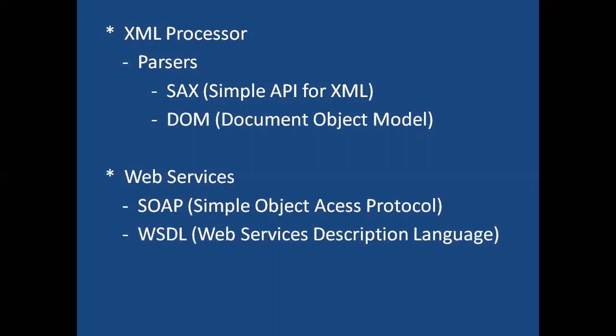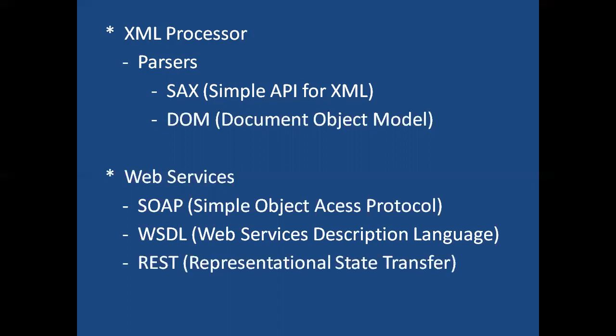Next, WSDL. It stands for Web Services Description Language. It is an XML-based file which tells the client application what the web service does and gives all the information required to connect to the web service. Next, REST, representational state transfer. It is used to build web services that are lightweight, maintainable, and scalable.